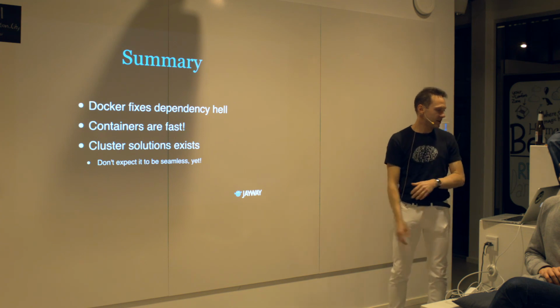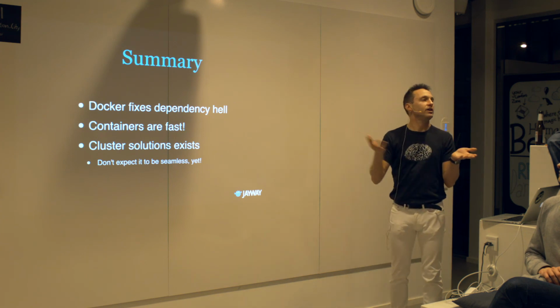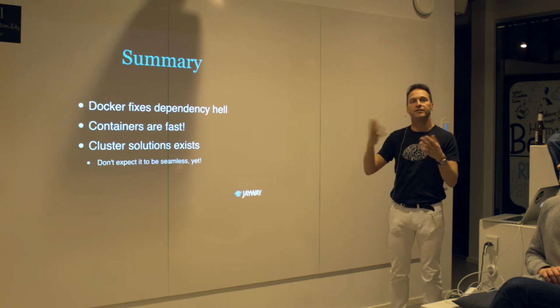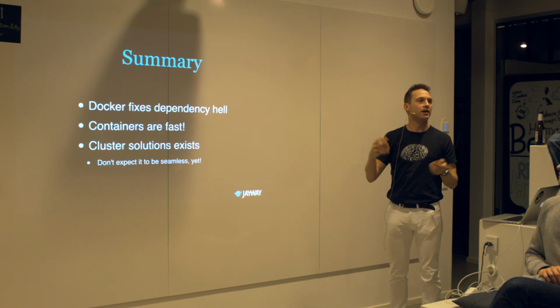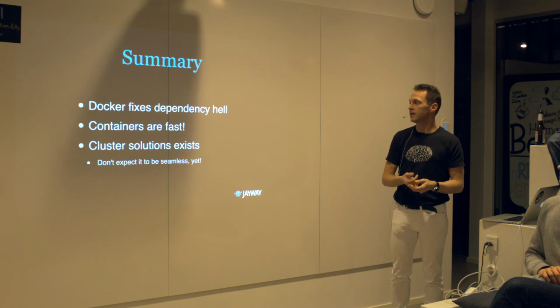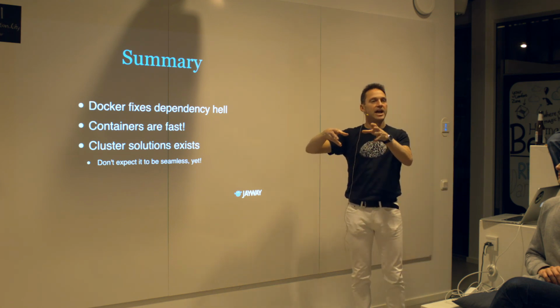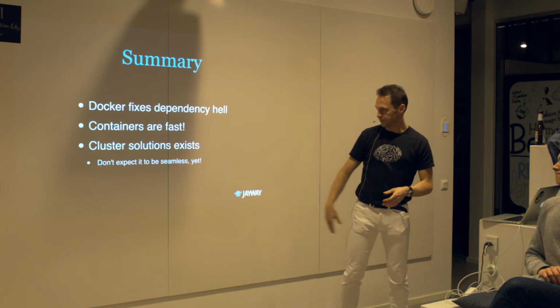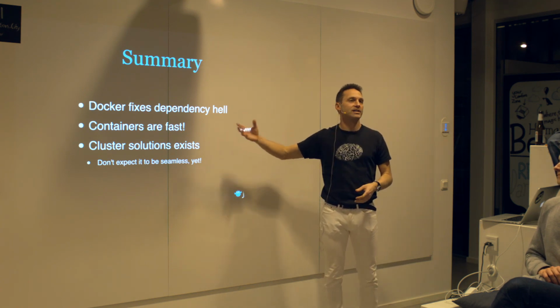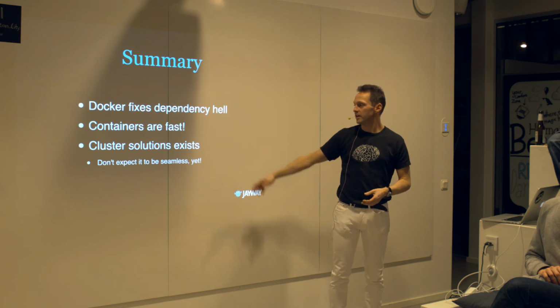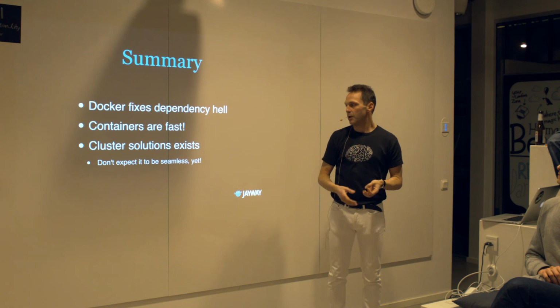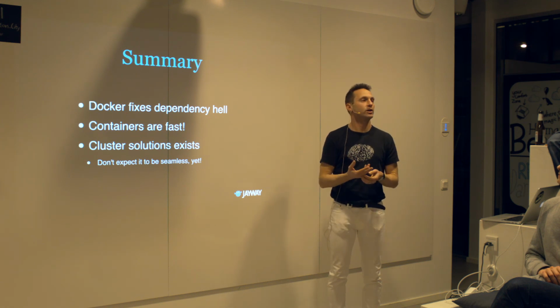So, final slide. Docker fixes dependency hell, and that's really nice, especially if you're developing for different environments and you have a lot of things on your machine. You can use exactly the same environment on your machine as in the production machine. The containers are really fast. They start in less than a second, and there are cluster solutions that you can use right now, but you have to do some work to use them.